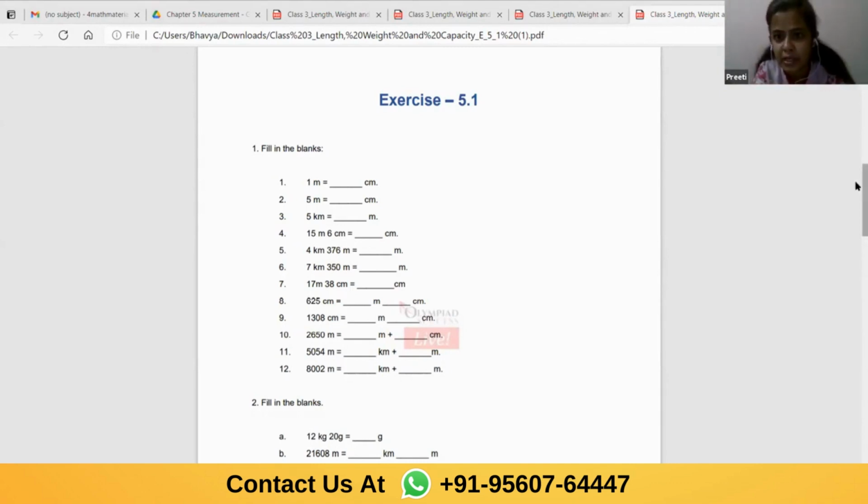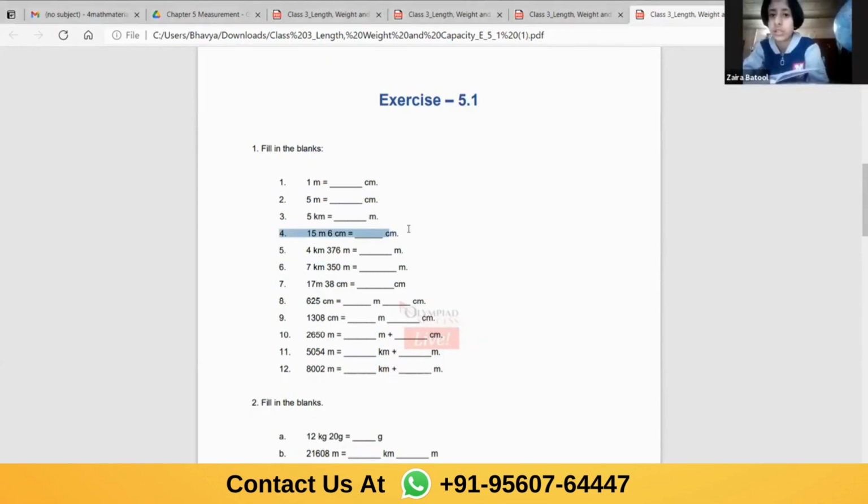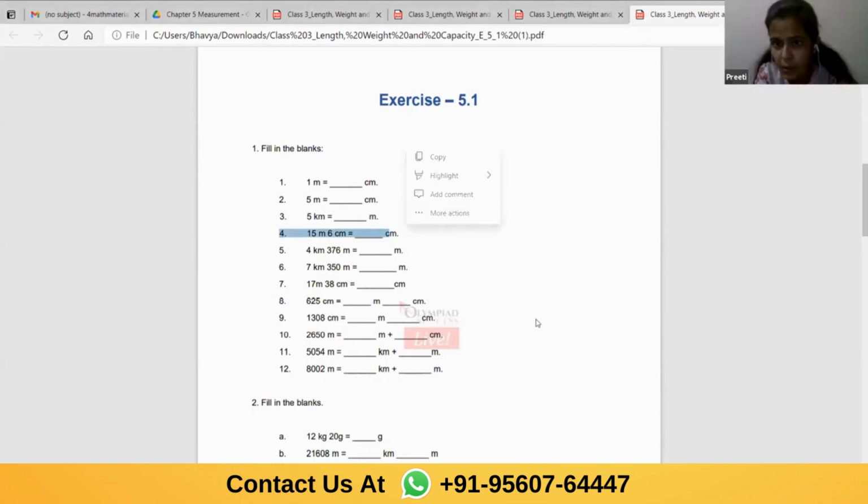Okay, Zaira, which question are you saying? Tell me again. Is it fill in the blanks 4 or question number 4? Ma'am, fill in the blanks 4. Is this the one you're talking about? Okay. So everybody please pay attention. Even if you have done it, still you can pay attention. Maybe you can learn a new trick.